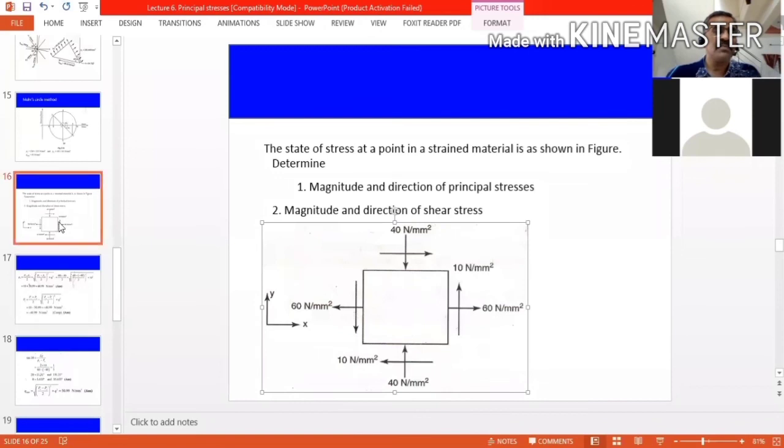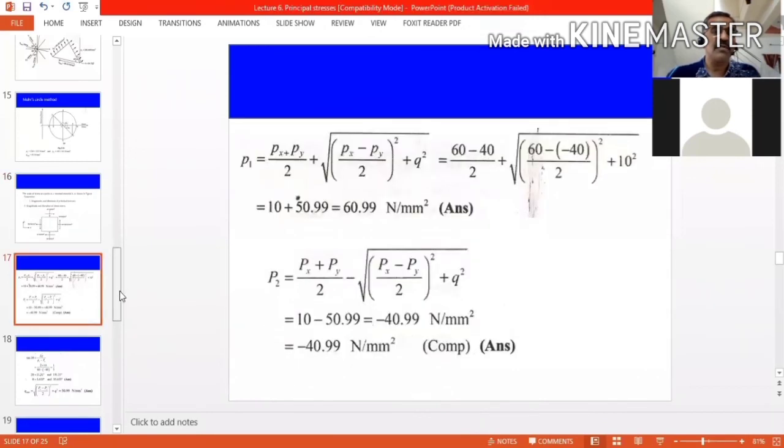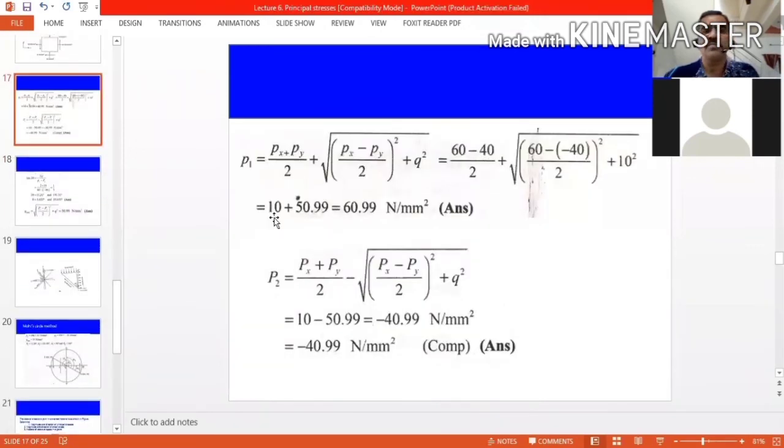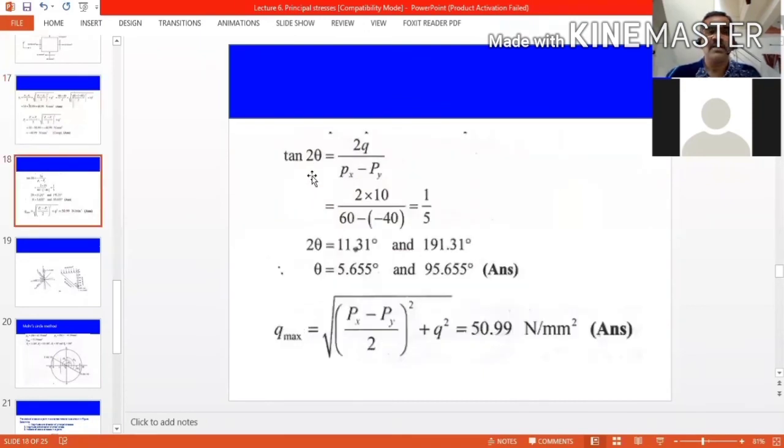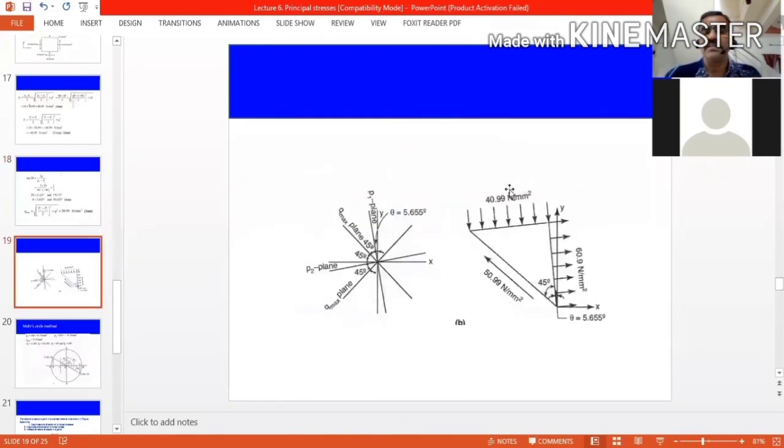This is a problem. Now this is a calculation. You find sigma 1, sigma 2, then tan 2 theta. Theta is coming 5.6 degree. In this equation, if you substitute, you will get two values. One is 5 degree, another is 95 degree. This 5 degree corresponds to sigma 1, this corresponds to sigma 2. But this alone is sufficient. You find the value of theta. If you put plus 90, that is sigma 2. If you put plus 45, that is tau. So then finally, you would represent like this.